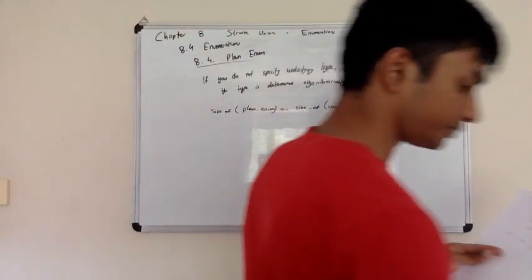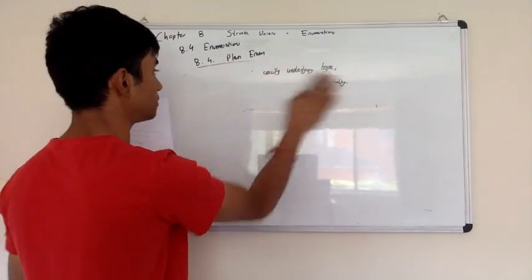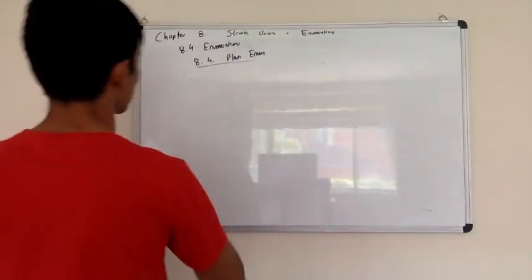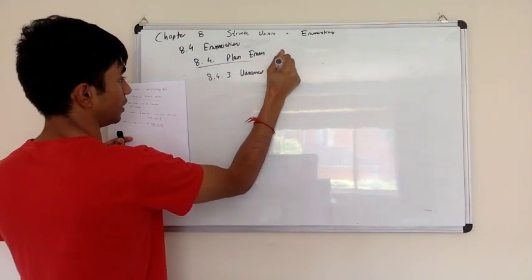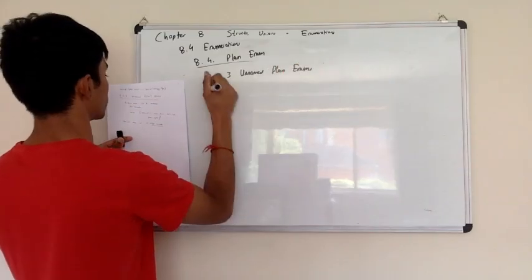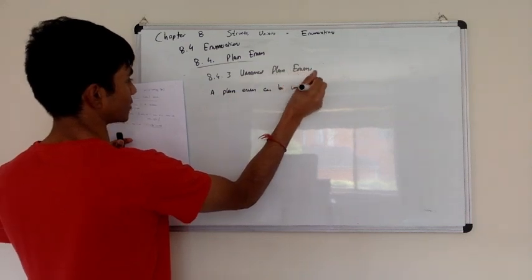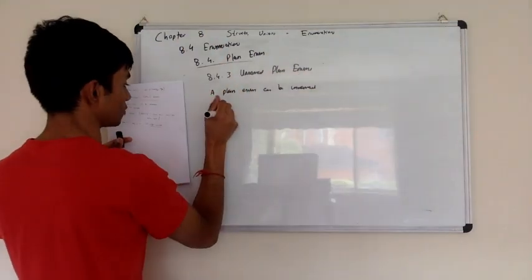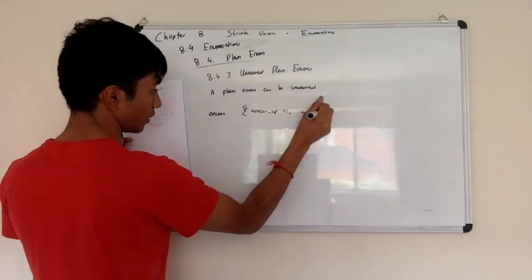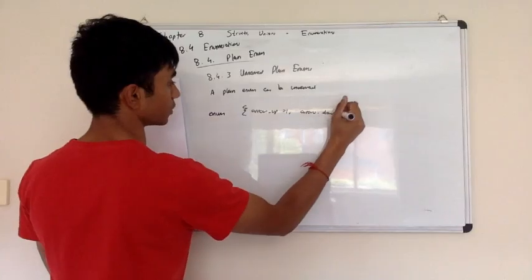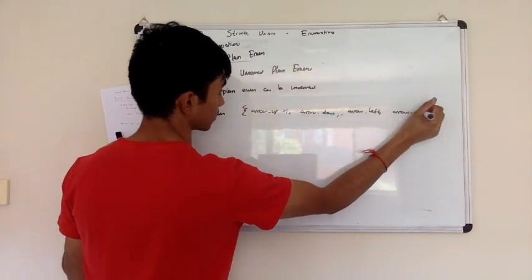All right. You can have unnamed plain enums, like the following. So 8.4.3, unnamed plain enums. A plain enum can be unnamed, very similar to our anonymous things. So like enum, we have arrow up equals 1, arrow down, and I think we'll just count up after that. Arrow left and arrow right, right?